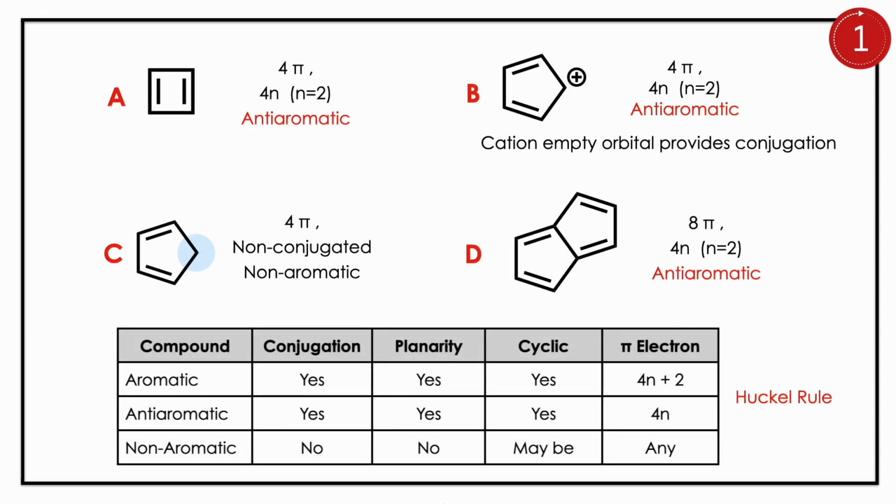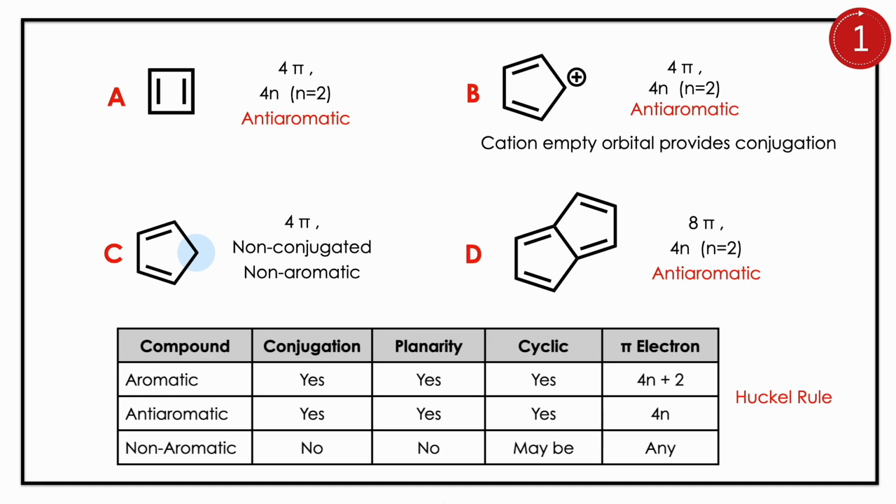The question is based on the Hückel rule. Anti-aromatic means it should have conjugation, planarity, cyclicity as well as 4n electrons. If you look at A, all will obey. 4 pi electrons means 4n, anti-aromatic.